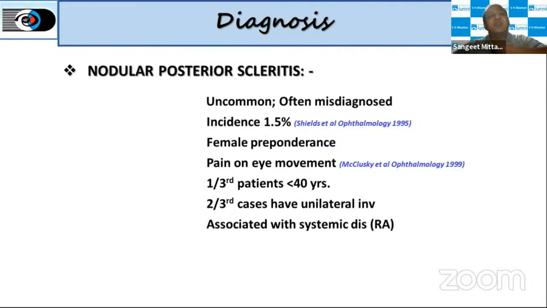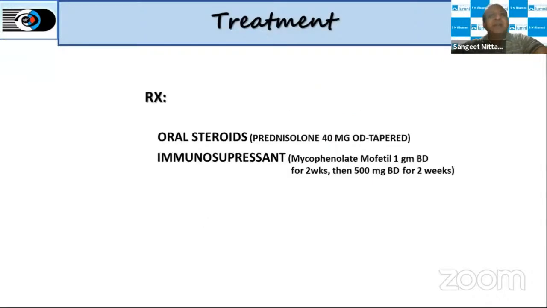pointed towards the diagnosis of posterior scleritis was the presence of a small fluid behind the globe wall in the ultrasound, which was suggestive of a T sign, and the presence of a hypoechoic zone behind the globe in the MRI. So we started her on treatment with oral steroids, prednisolone 40 milligrams OD, which was tapered, and immunosuppressants in the form of mycophenolate mofetil 1 gram BD for 2 weeks, and then 500 milligrams BD for 2 weeks.